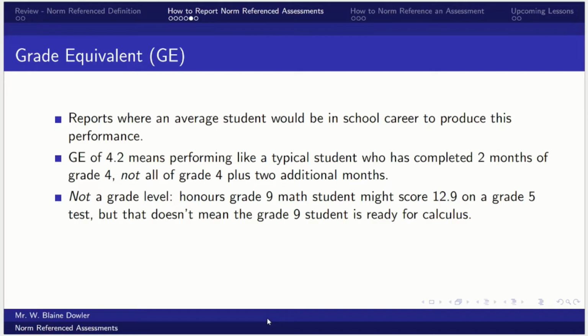So you can have a student who performs at the grade 9 level on a grade 5 test, but at the grade 5 level on a grade 9 test, if they are a strong grade 7 student who has not been exposed to grade 8 and 9 skills.